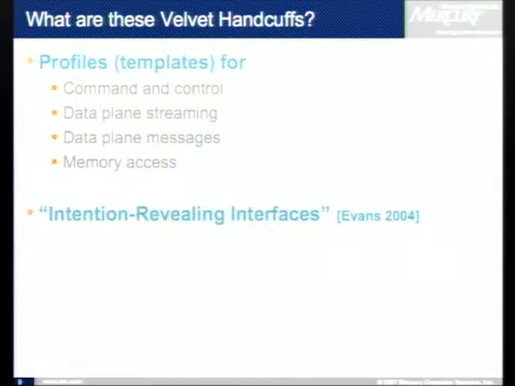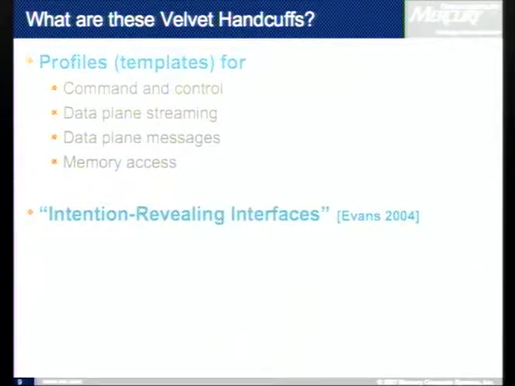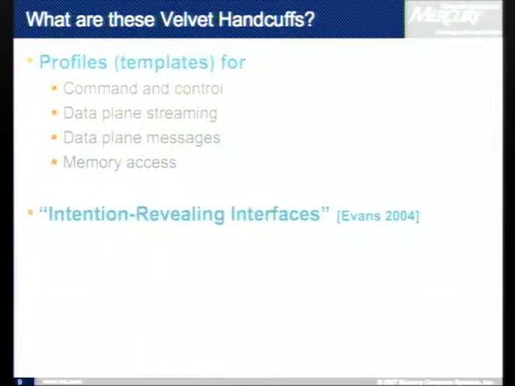One way, an internal taxonomy for describing these interface patterns, or velvet handcuffs, is to bin them into templates for common interactions that IPs might have. And I use IP in a broad sense here. It could be a circuit in an FPGA. It could be a subroutine inside a Cell SPE. It's some expression of logic that will be realized, mapped onto some architecture at some point.